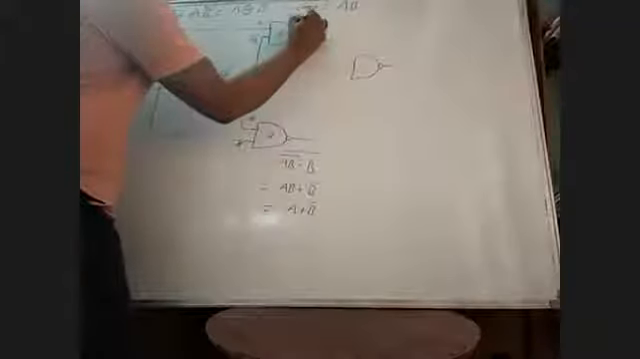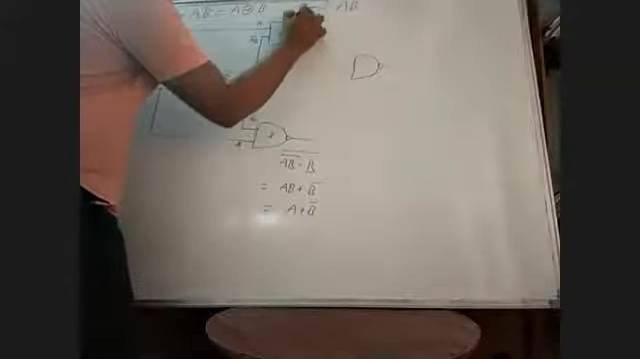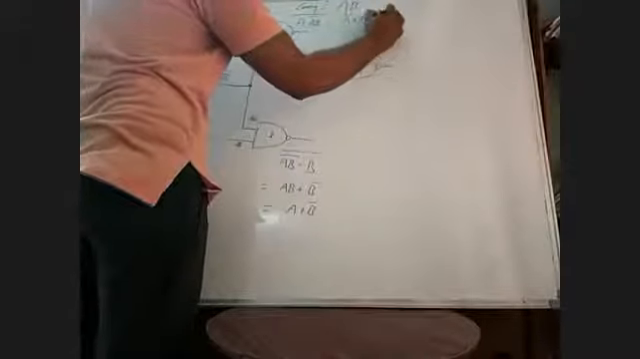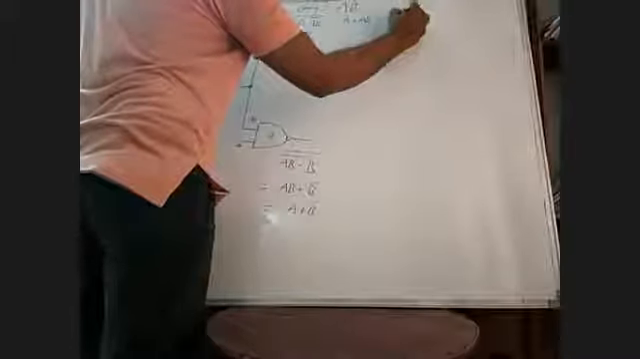Similarly, here also, the same A into AB whole bar. We can write this as A bar plus AB. By using the simplification law, we can write A bar plus B.